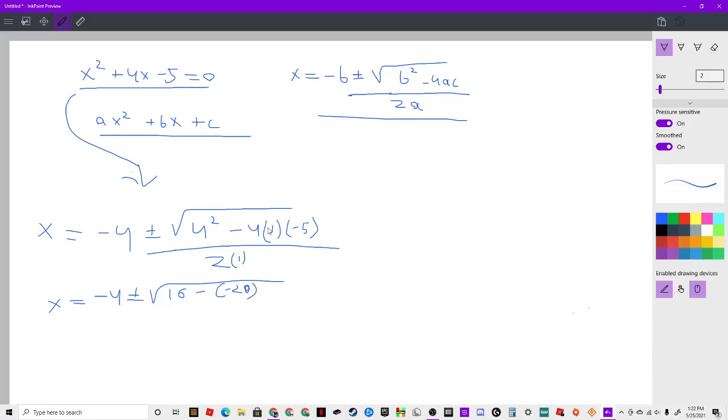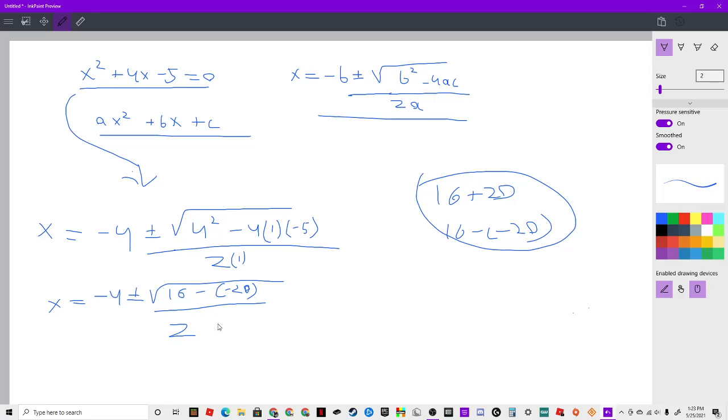Because remember, negative 4 times 1 is negative 4, and then negative 4 times negative 5 is positive 20, but we're just going to do negative, so you can either have it as 16 plus 20 or 16 minus negative 20. You can have it either way. Then you have 2, and 2 times 1 is just 2. Once you have this, you would continue on to reducing it.